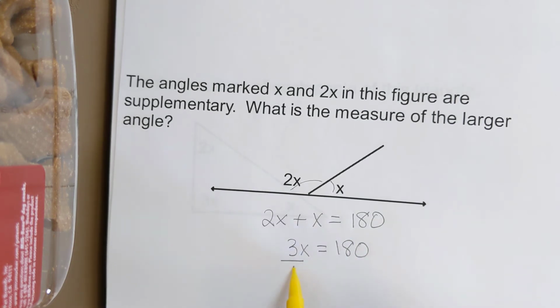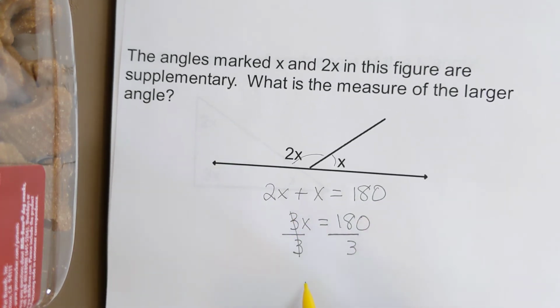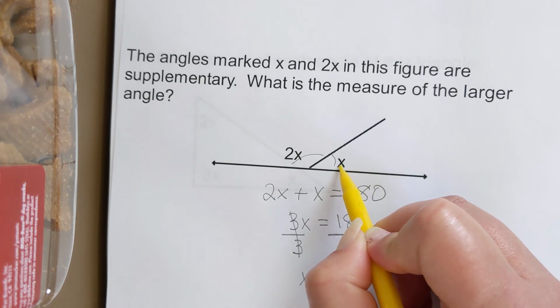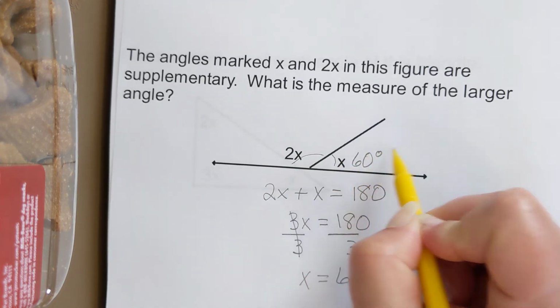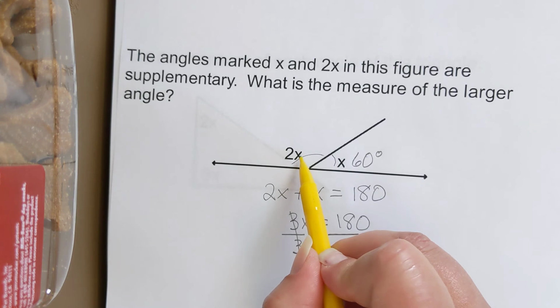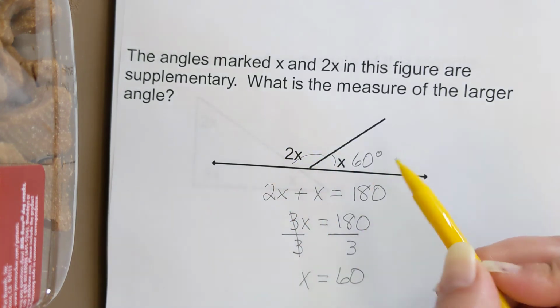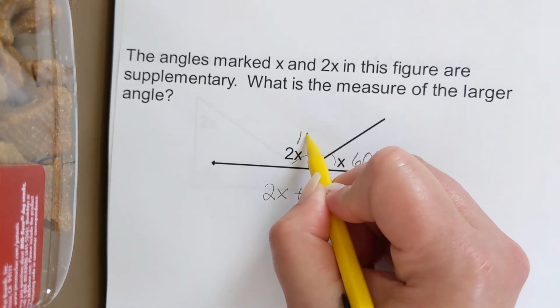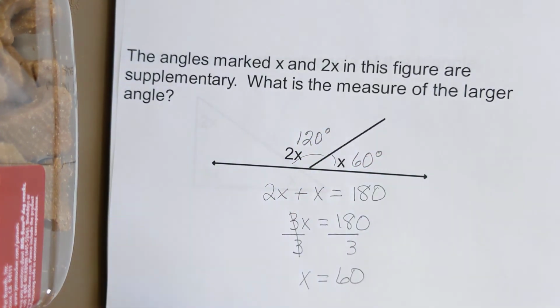To solve for x, divide by 3, divide by 3. That gives me a 1, so x equals 180 divided by 3 is 60. So what I know is that x equals 60. So if I go back up to my figure, that means this angle, x, measures 60 degrees. 2 times x is the measure of this angle. Well, if x is 60, take 2 times 60, this angle measures 120 degrees.